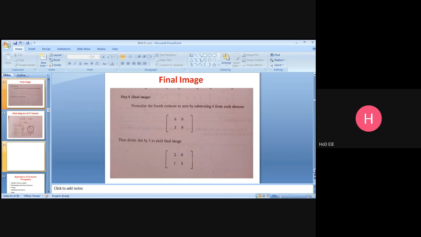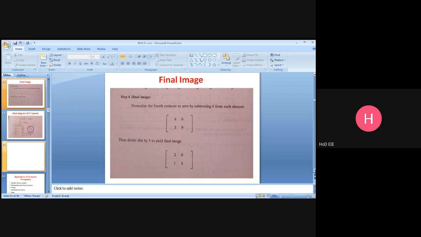If you subtract 6 from 12, you are getting 6. That's your first row first element. The second element of your first row is 6, and if you subtract 6 from 6 you are getting 0. Coming to your second row, the element in your fourth estimate is 9. If you subtract 6 from 9, the difference you are getting is 3. That's your second row first element.